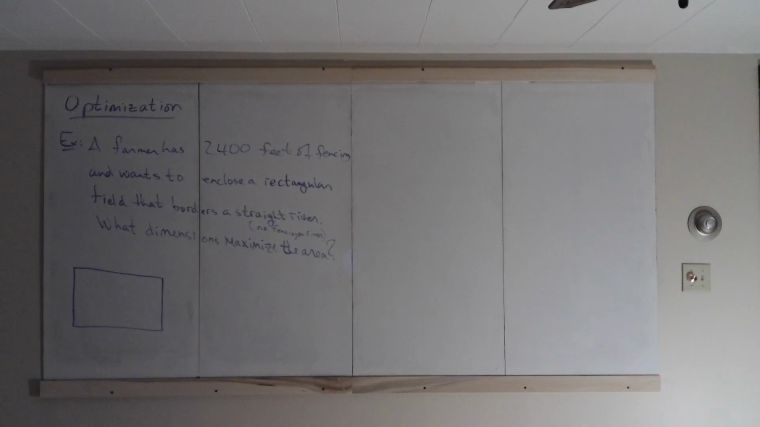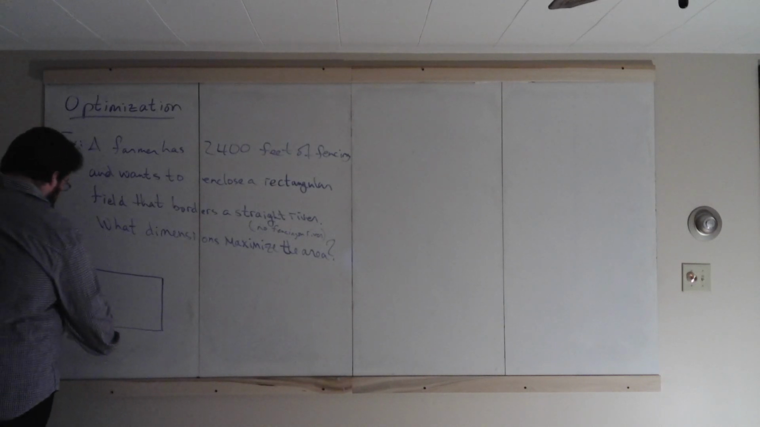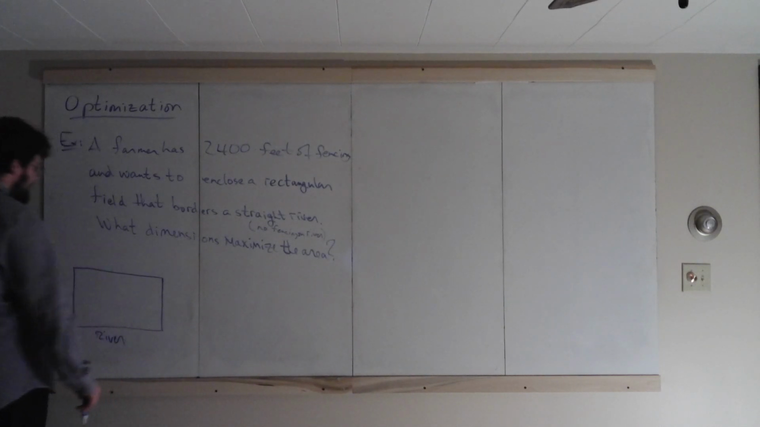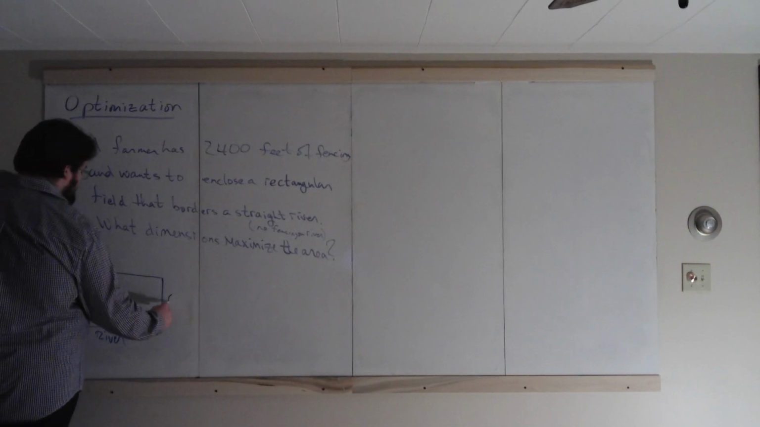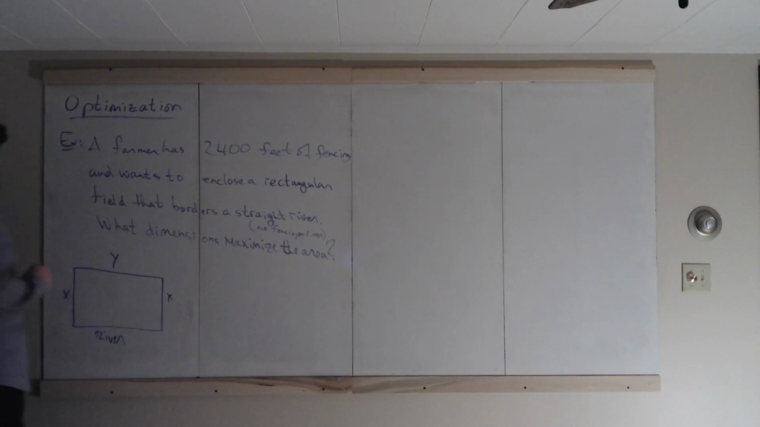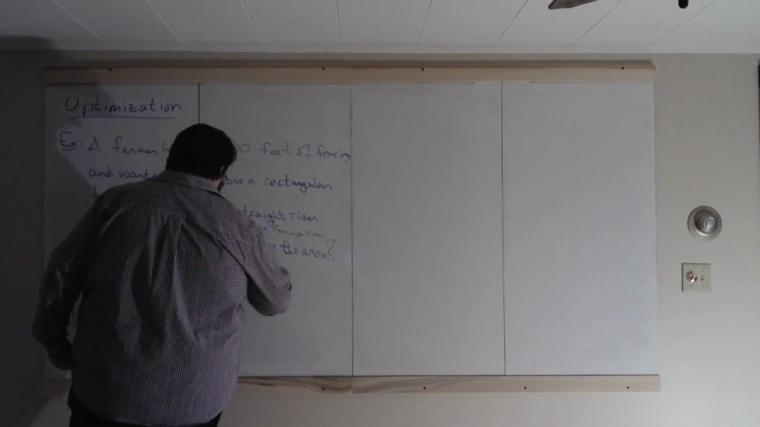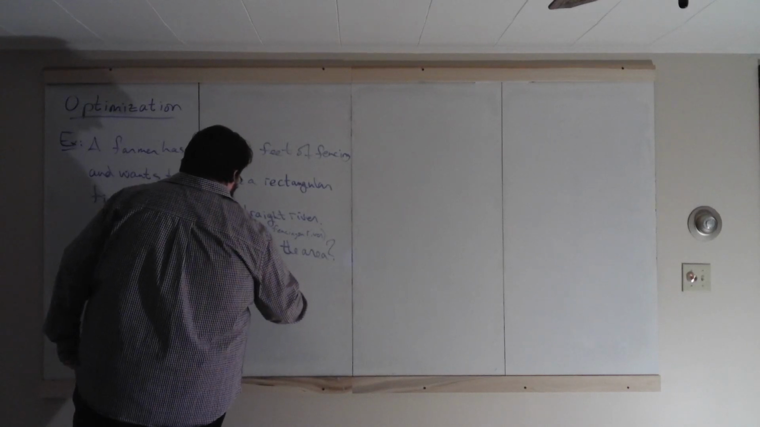A farmer, 2,400 feet of fencing, wants to enclose a rectangular field that borders a straight river. What dimensions maximize the area? Well, let's say the river is down there. So right here we need fencing there, we need fencing there, and we need fencing there. It's rectangular, so this side is different from this side, so let's call that x and the other side y. What dimensions maximize the area? Well, we need an area function.